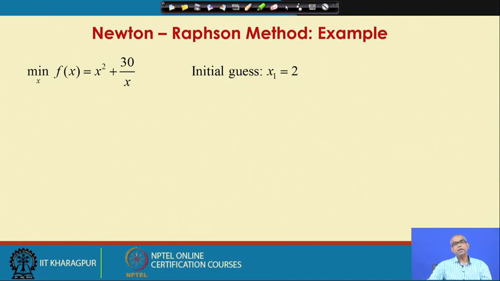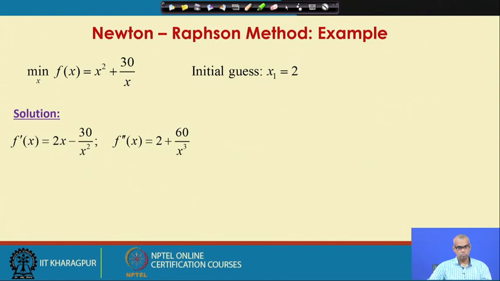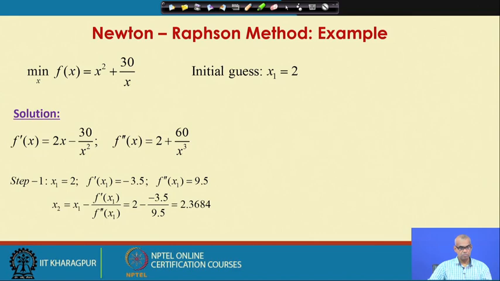Let us start with an initial case x 1 equal to 2. So, we first find out the first derivative and then we find out the second derivative. So, at x 1 equal to 2, the first derivative is minus 3.5, second derivative is 9.5. So, the next improved point x 2 will be obtained as x 2 equal to x 1 minus f prime at x 1 divided by f double prime at x 1, which is obtained as 2.3684.